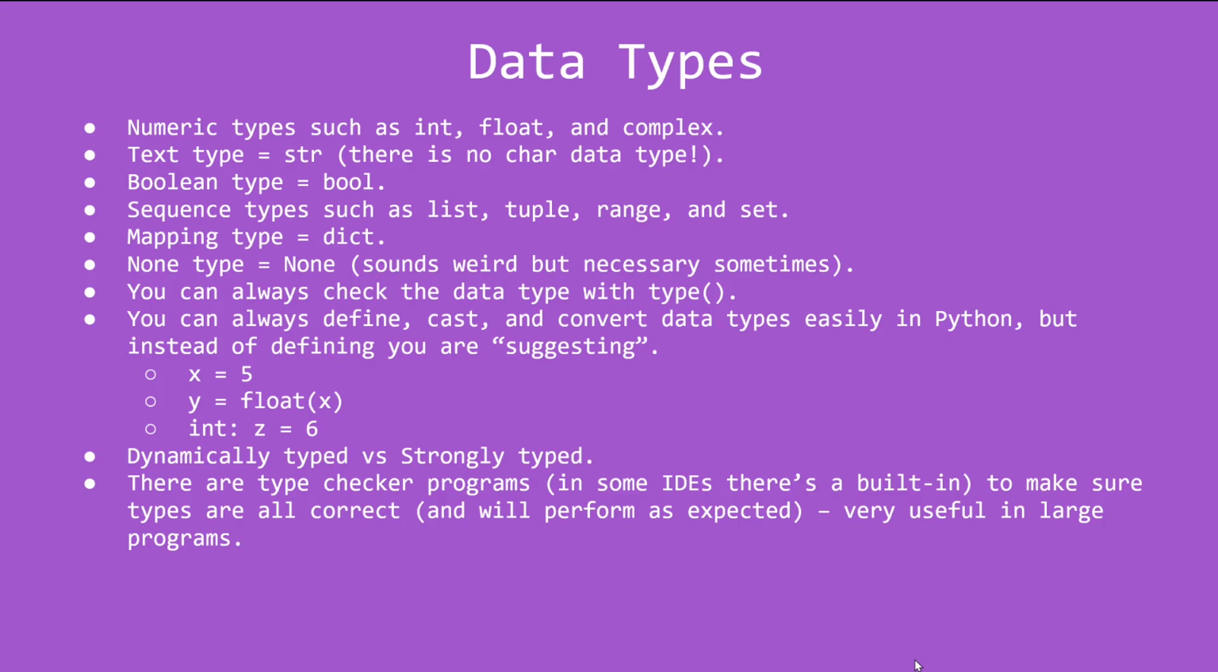You can always cast, convert types very easily in Python, actually. But keep in mind, you're not hard defining, you're kind of more suggesting when you cast, when you actually set a data type like that. There are some things that are dynamically typed, but there are some instances where it's very strongly typed and it's just going to cough up an error.